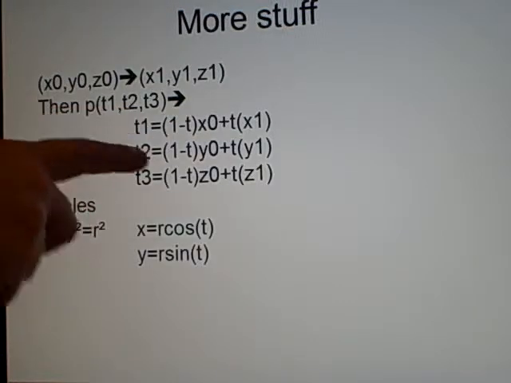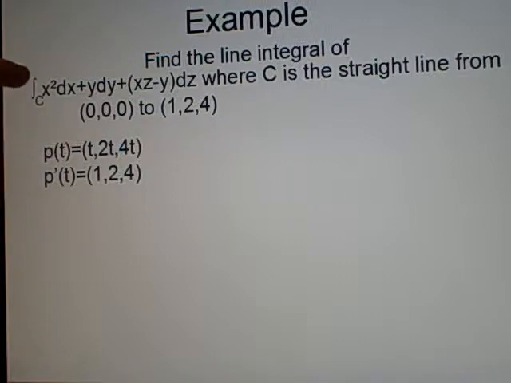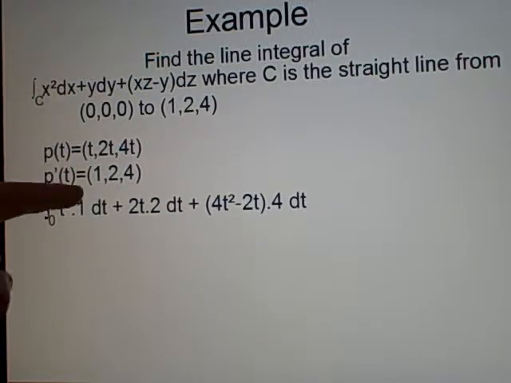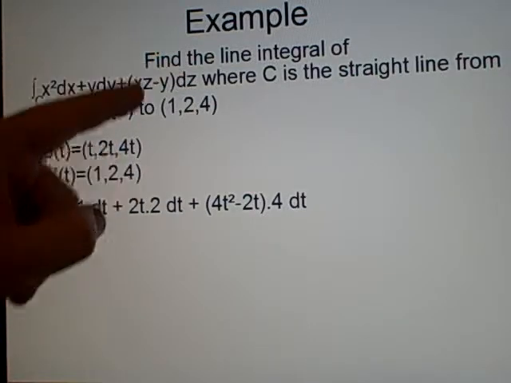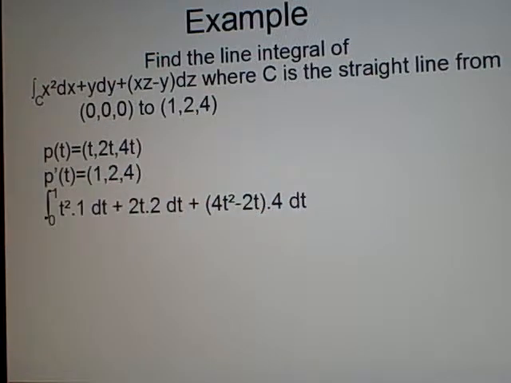So we'll just use these functions here, and if you put that in, you will get our parameterization of t, 2t and 4t. We differentiate, we get 1, 2, 4. Now, like I said, it's simple as just plugging it all in, the x, the y, the z. Remember, dx is 1, dy is 2, dz is 4, so times by 1, 2, and 4, and we've got dt on the end of everything.